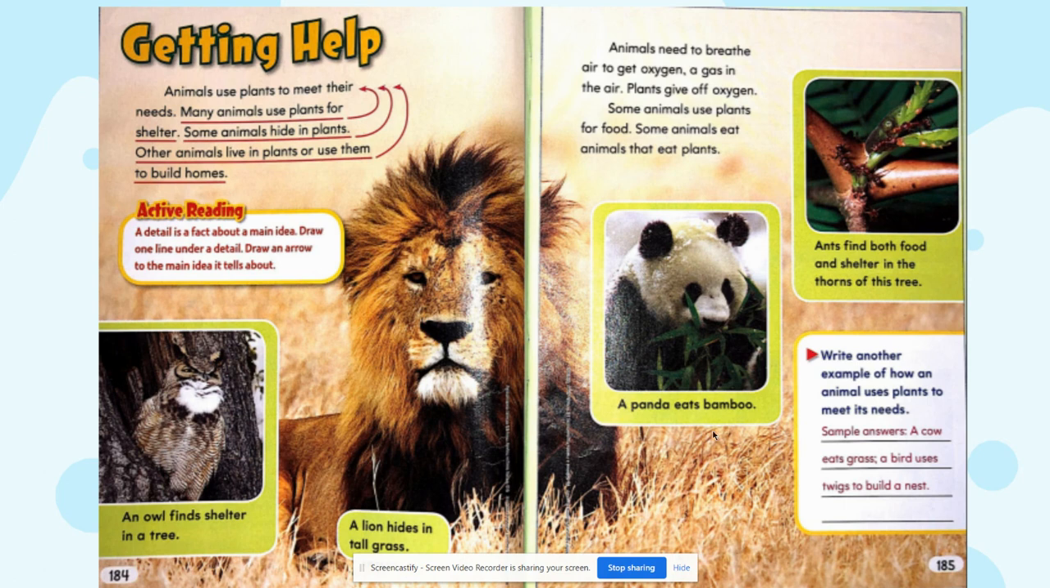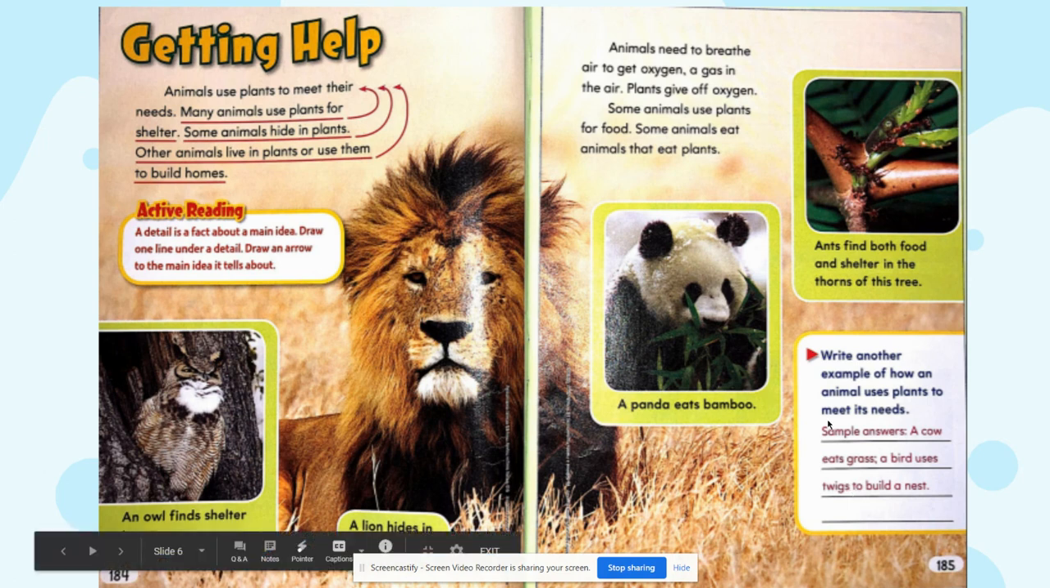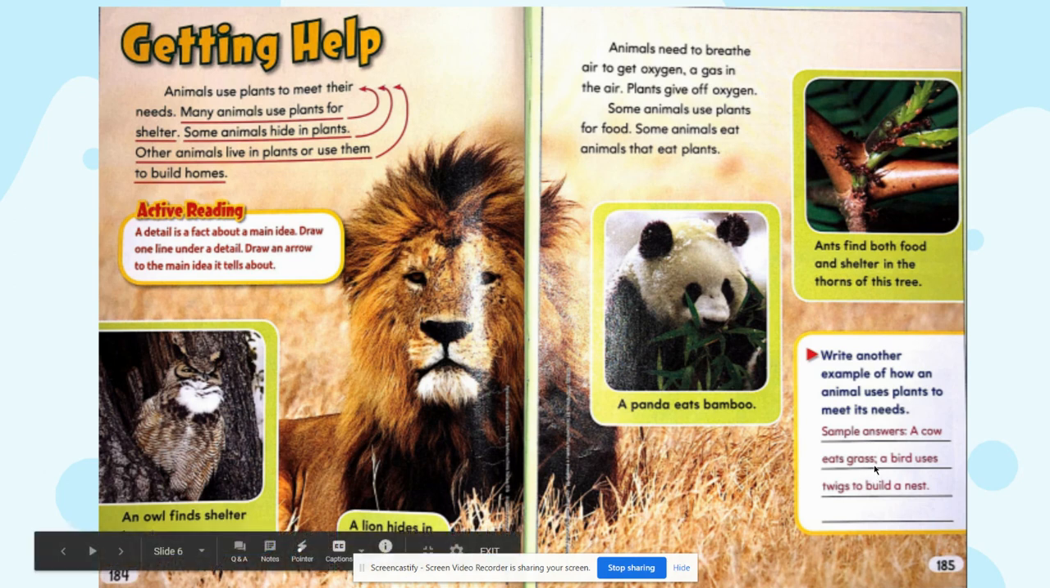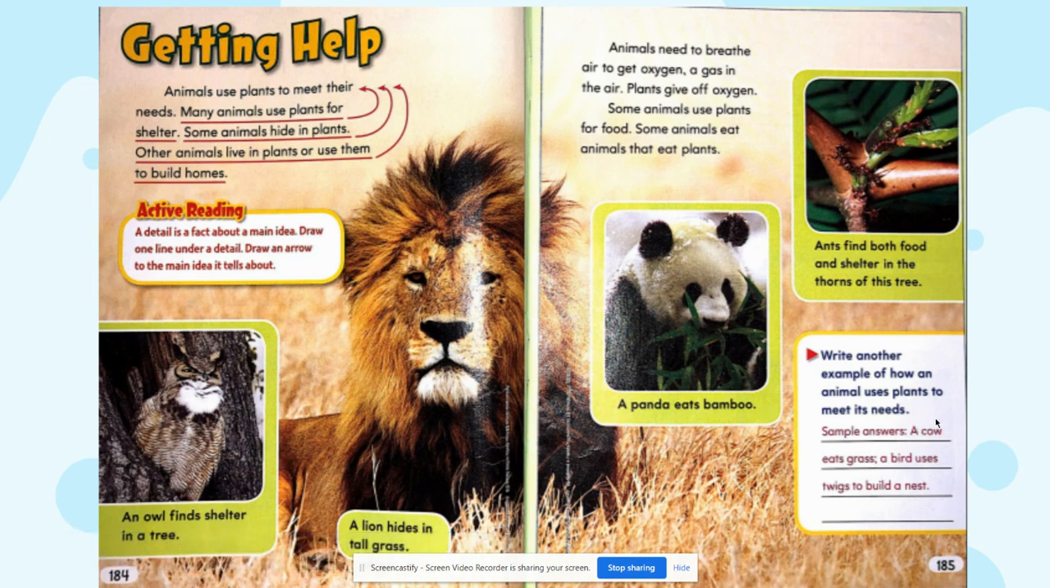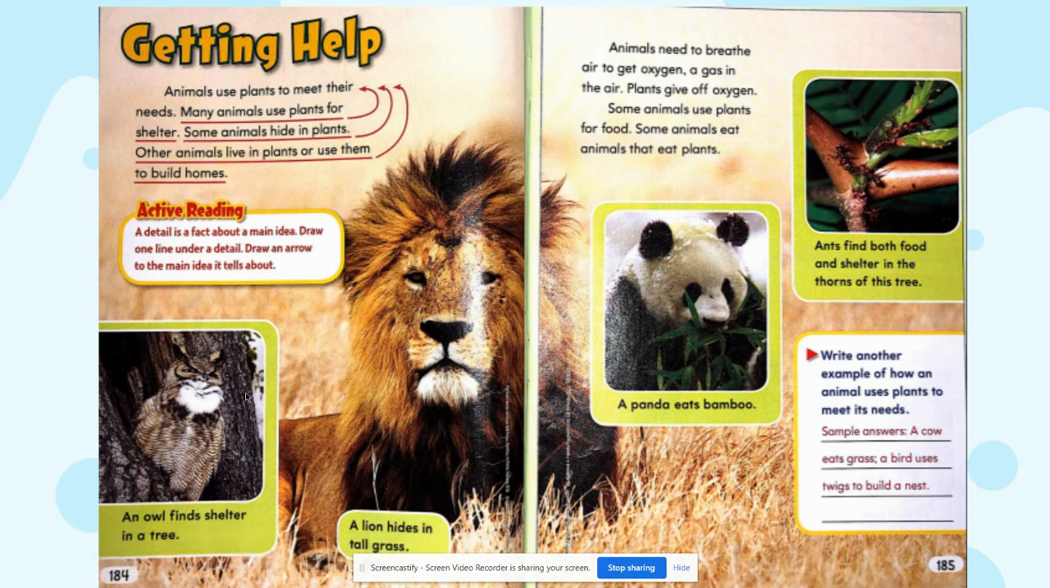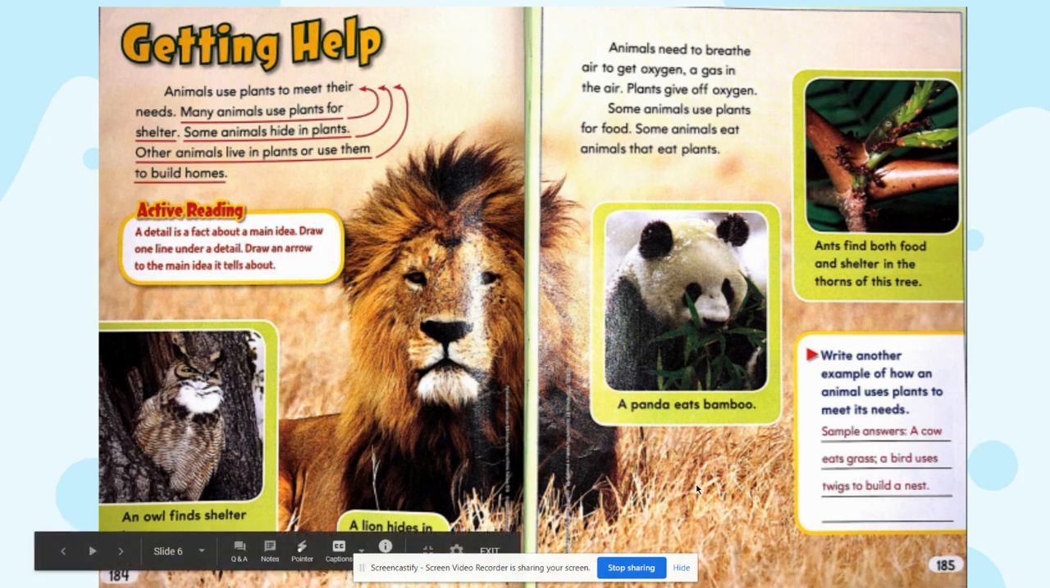Let's see. So right here on the white box, it says write another example of how an animal uses plants to meet its needs. So for example, a cow eats grass. That's one way an animal uses plants. A bird uses twigs to build a nest. That's another way that an animal uses plants, right? Just like the owl. The owl uses the tree for shelter. The lion uses the tall grass to hide in when it's going to hunt.